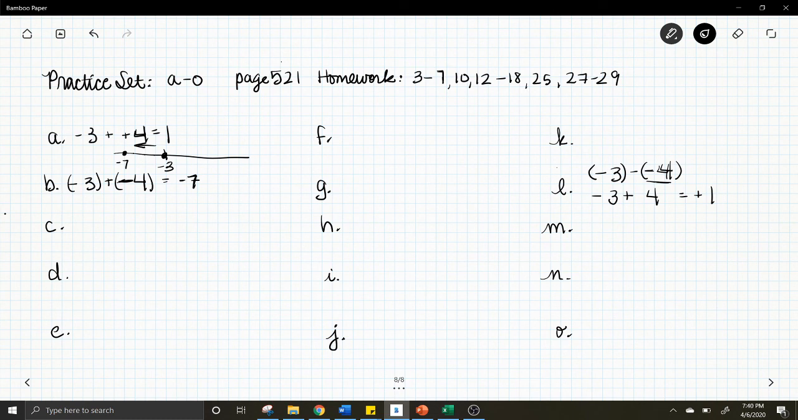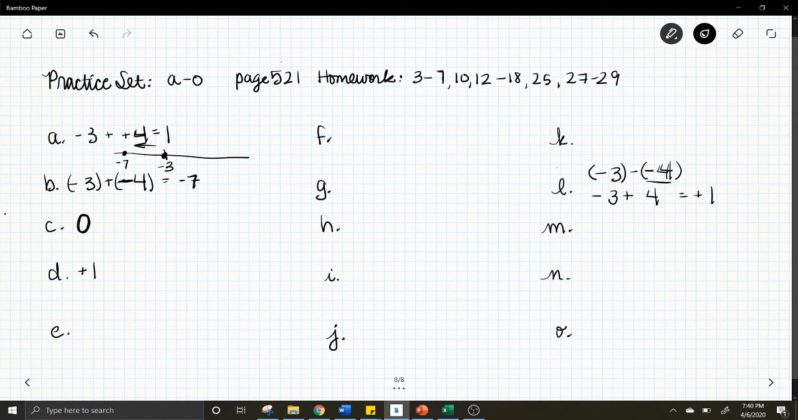So we did A and B. Let's do C. C is negative 3 plus positive 3, and you should have gotten 0 for that. When you add opposites, your sum is 0. Letter D is positive 1. That problem should have looked very familiar.